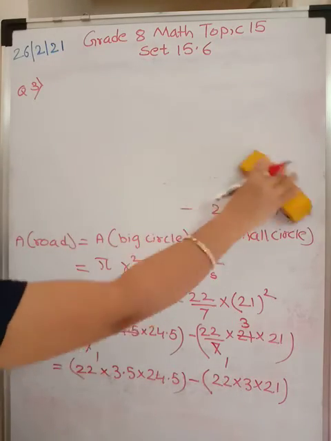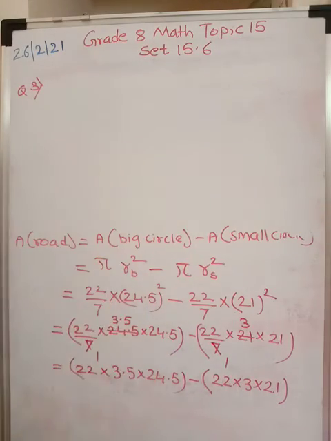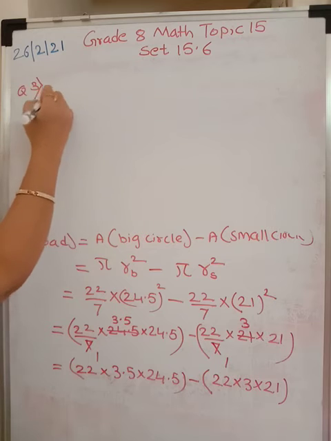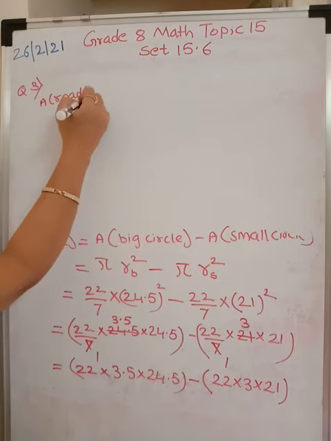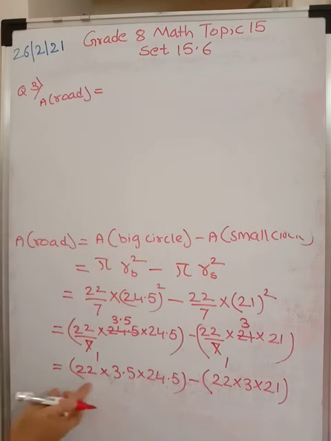Please pause the video and take it down. So what are we left with? Area of road is equal to, carry out this multiplication. If you multiply this, you are going to get 1886.50, because after two numbers the point will come.